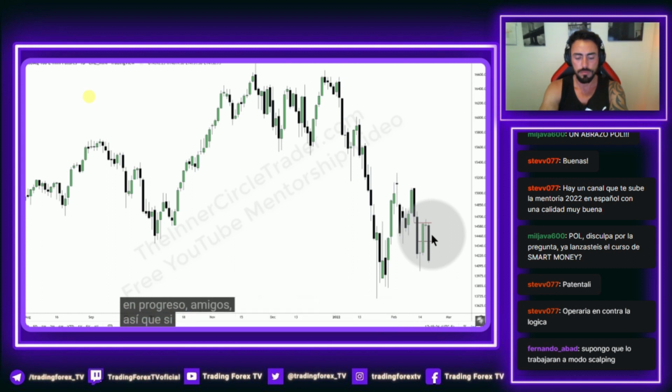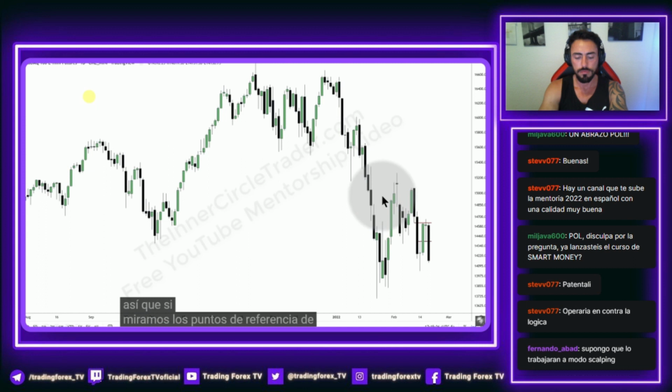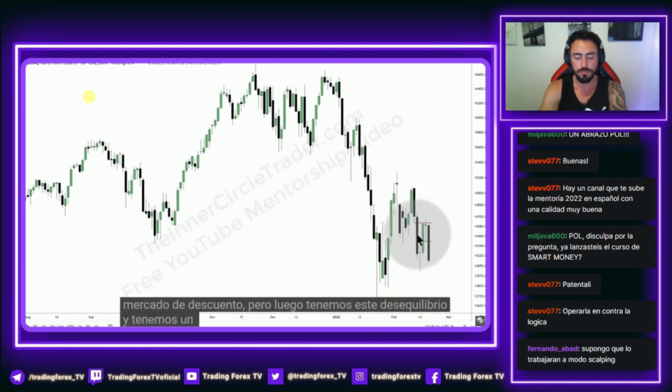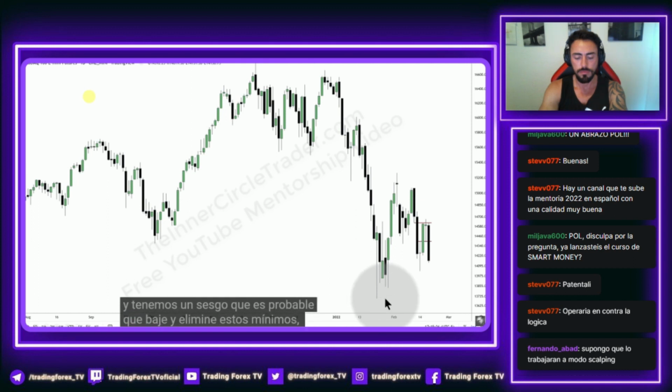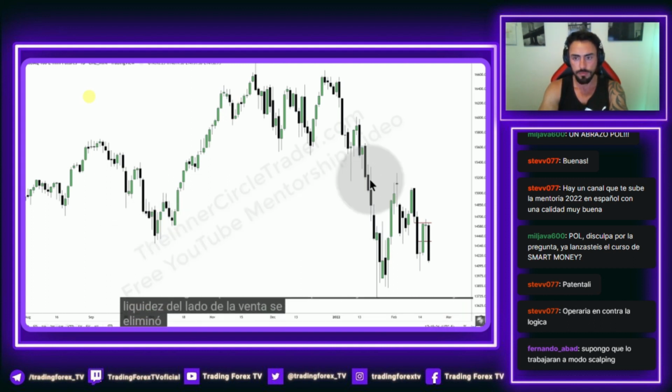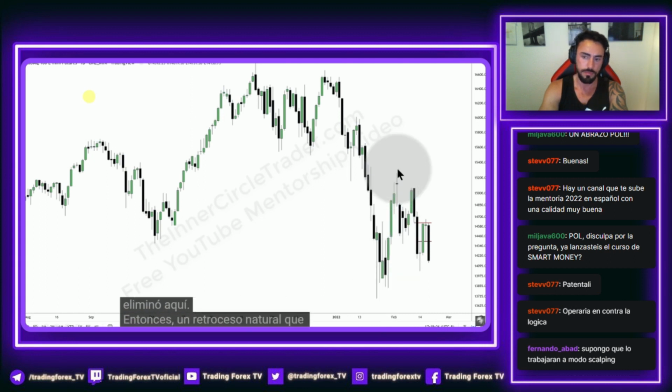So if we look at the reference points of it being in a premium market or a discount market, but then we have this imbalance and we have a bias that it's likely to go down and take out these lows. So what do we see here in short? The market's been going lower. Yes, we took out some sell stops below this low, with the sell side liquidity being taken out here. Then a natural retracement, which is reasonable.